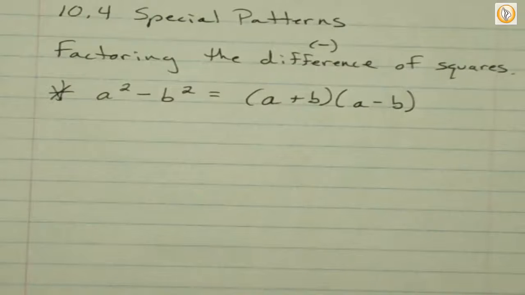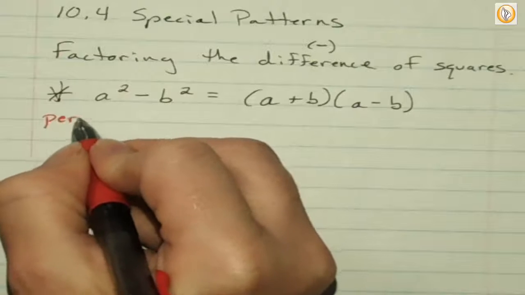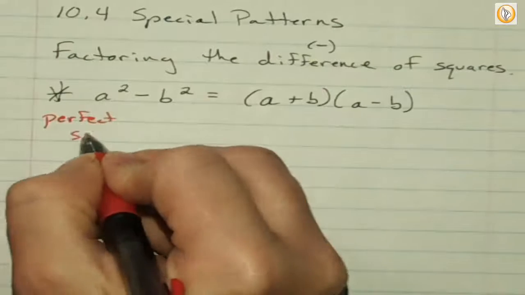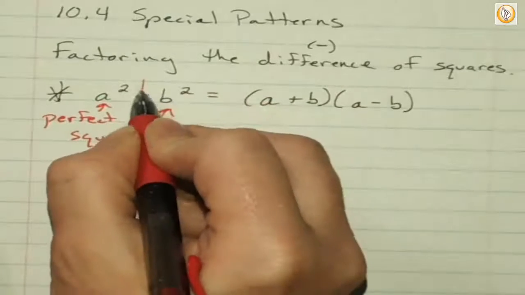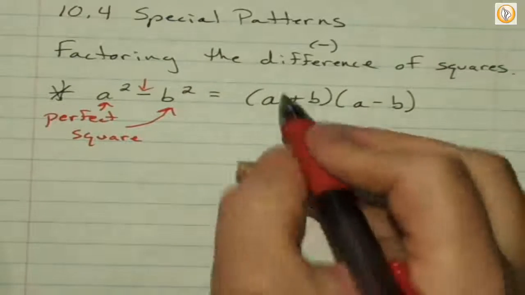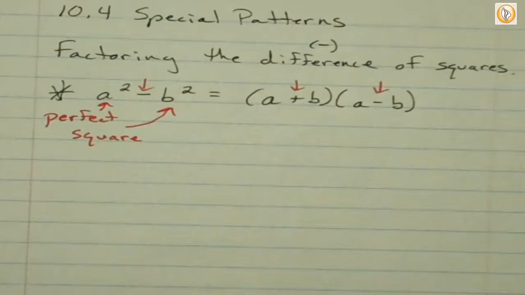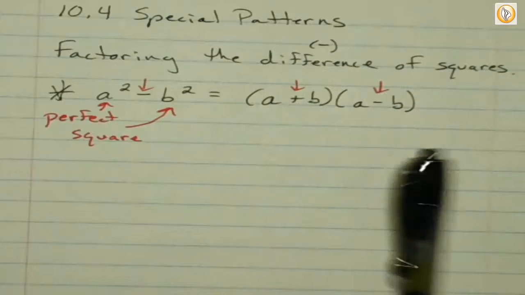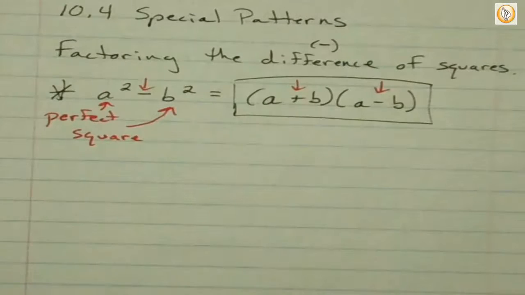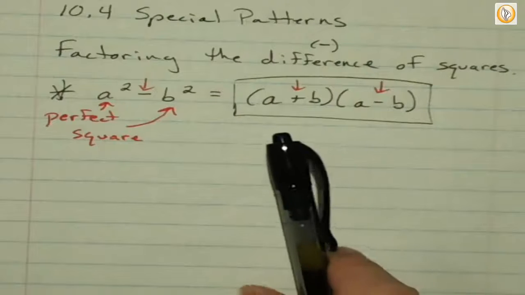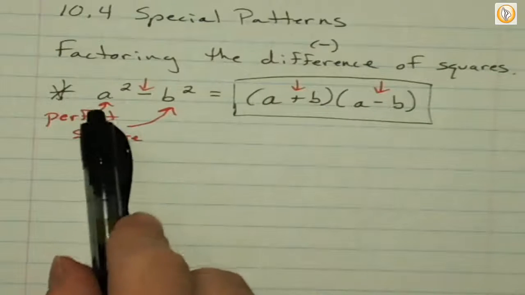There's your answer. So perfect square here and here plus a subtraction sign. You'll have an addition sign and a subtraction sign. And this is your answer, by the way. If you were to check it, do the FOIL, you would end up getting this answer.